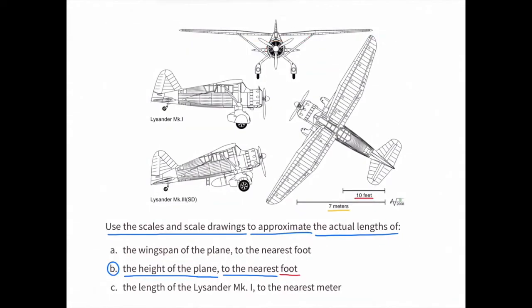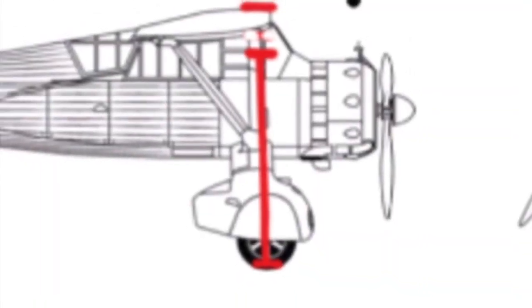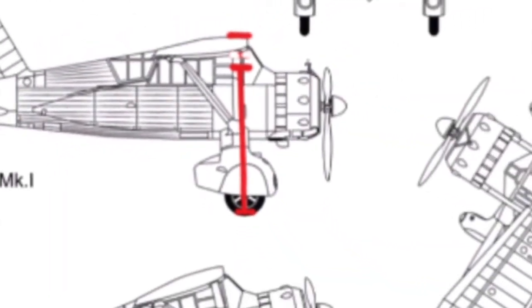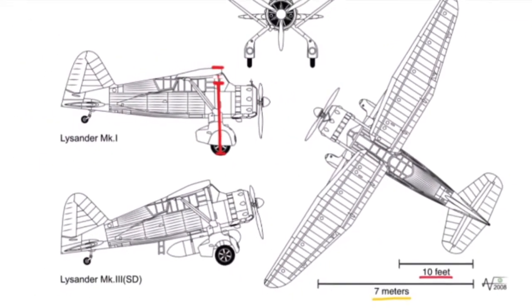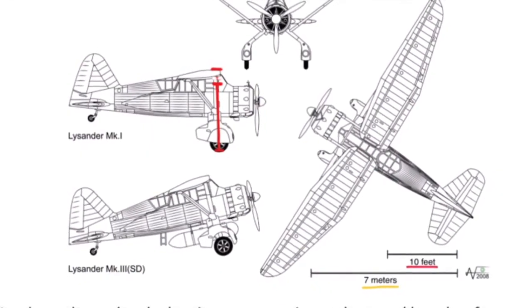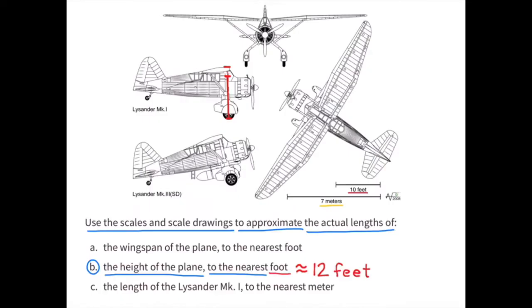B. Use the scales and the scale drawings to approximate the actual lengths of the height of the plane to the nearest foot. When I line the scales up vertically against the height of the scale drawing of the plane, 10 feet fits in with just a little bit left over, so I'd say that's approximately 12 feet. The height of the plane is approximately 12 feet.